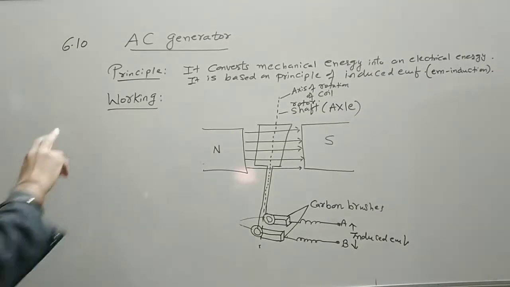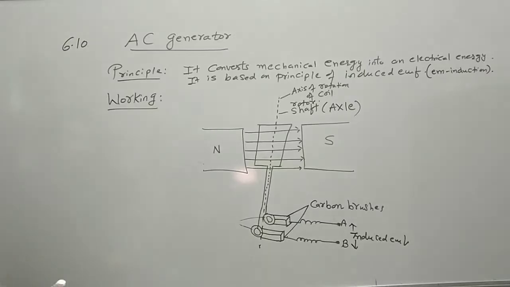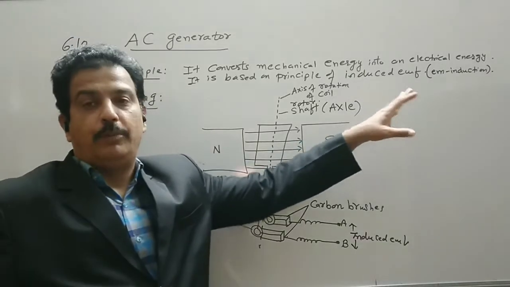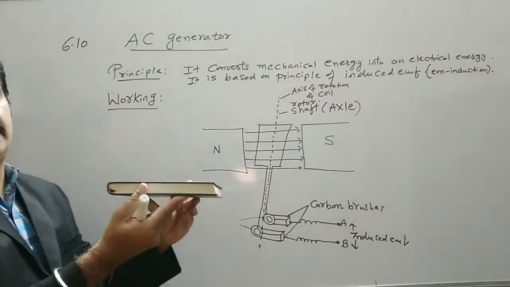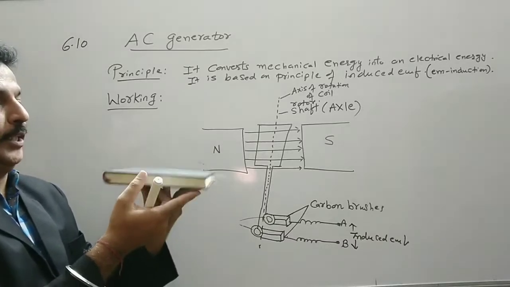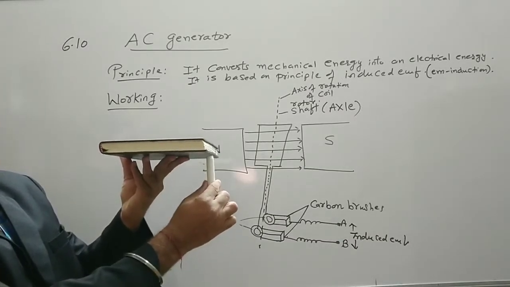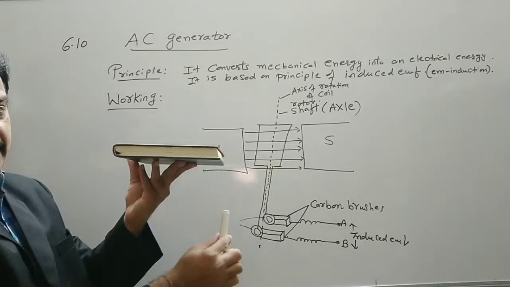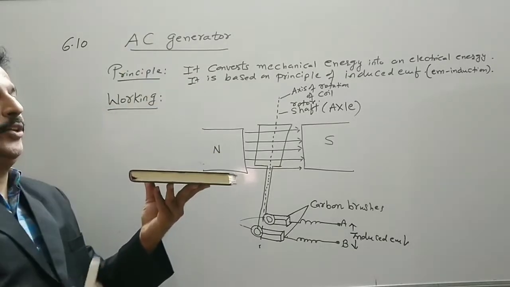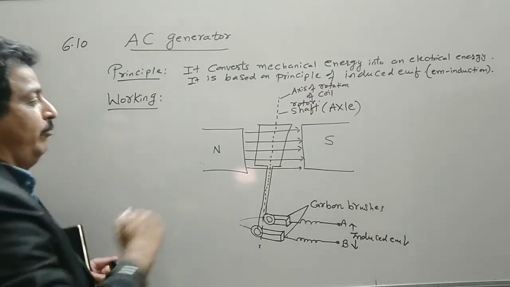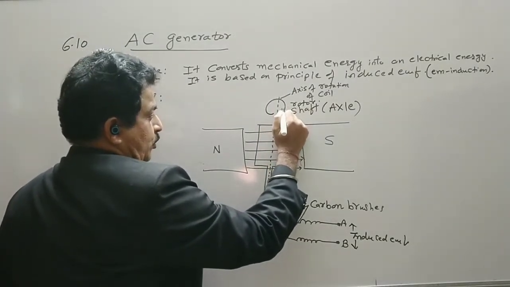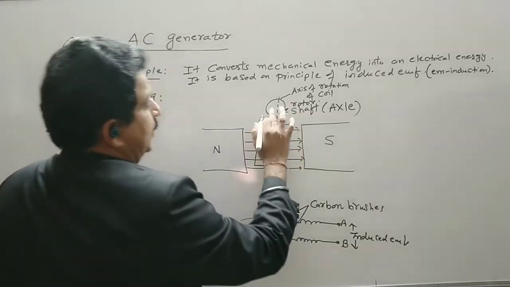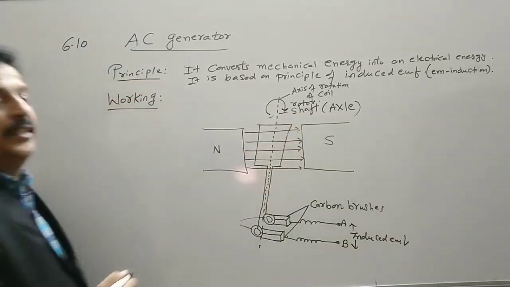Now let us see the working of this AC generator. It is based on the principle of electromagnetic induction. So let us assume initially the coil is like this. In order to rotate, the force acting on this side or this end is in the downward direction. This is in the upward direction. So we assume the coil will rotate in a clockwise direction.